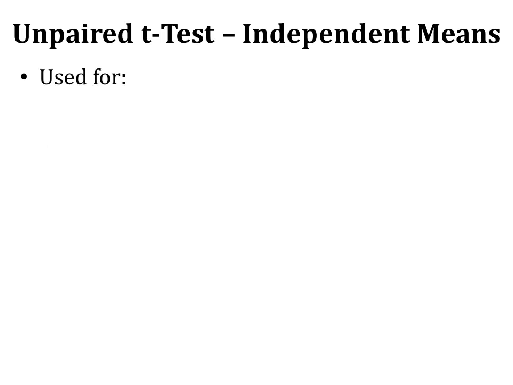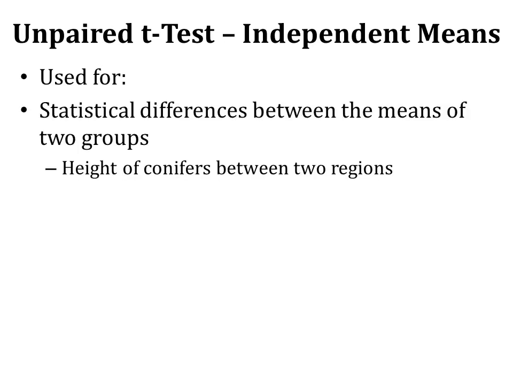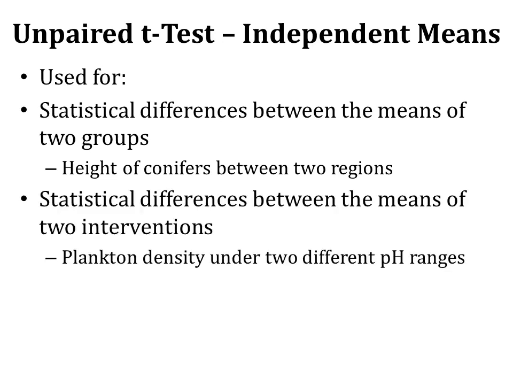This unpaired t-test is used for calculating the statistical differences between the means of two groups. For example, the mean height of conifers between two regions. Let's suppose we have measured the height of conifers from two different regions, from two different populations, and we want to compare the mean height of these two groups. Then we are going to apply the unpaired t-test. Why is this unpaired? Because these are observations from two different regions, and the observations are not related to each other.